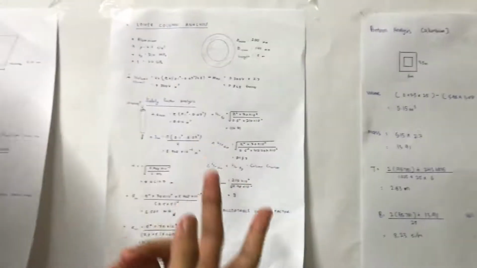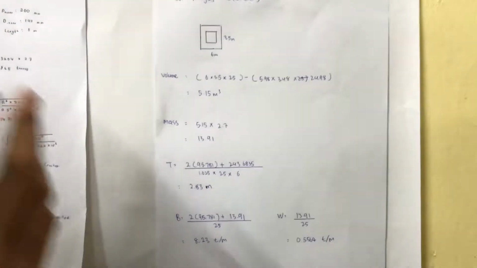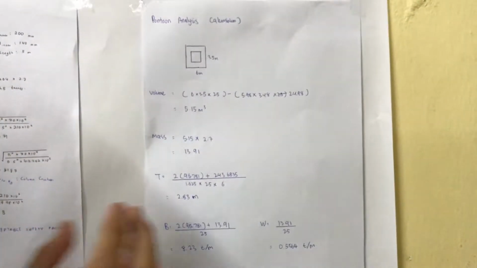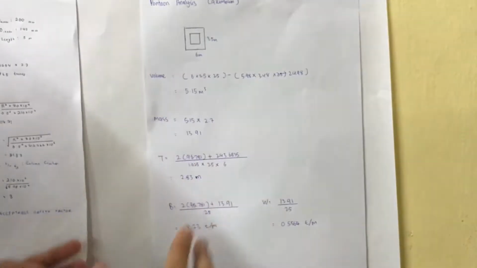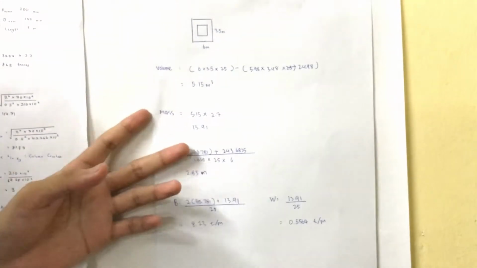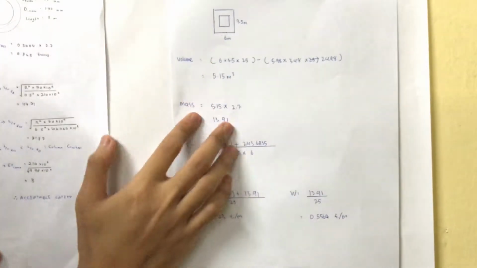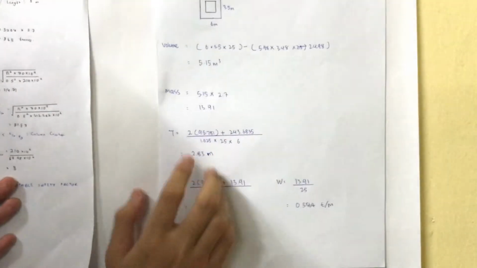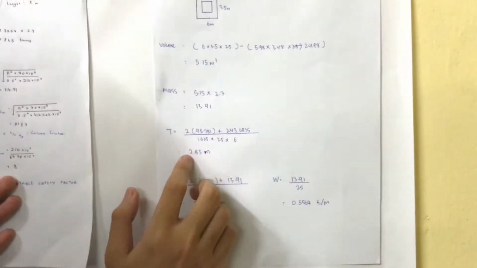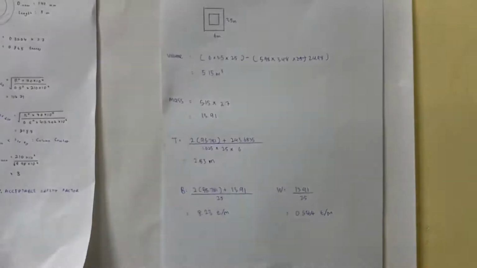And now we went to the third part of the bottom structure, that is pontoon analysis. As we can see, the pontoon is also a hollow structure, that is rectangular. And then we have the total volume is 5.15 meter cube. The total mass of the pontoon is 13.91. And from this calculation, we find the draft, and the total draft we get is 2.83 meter. That is, we can see that it's below the 3.5.